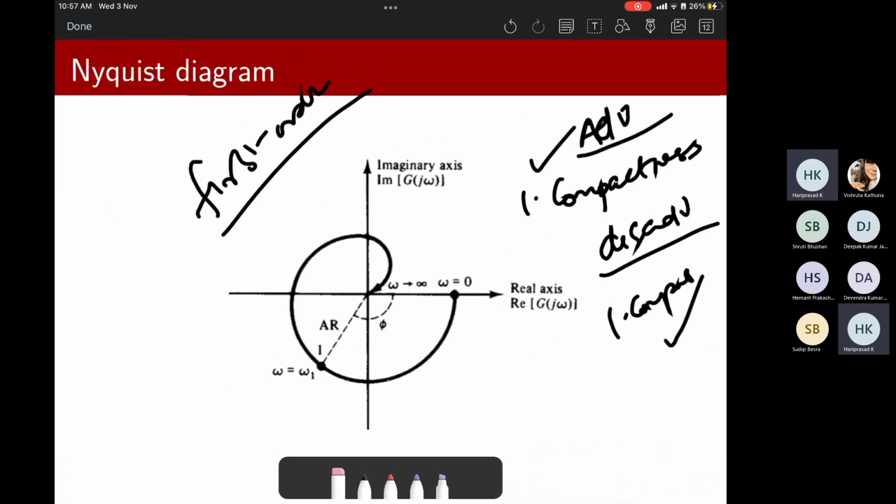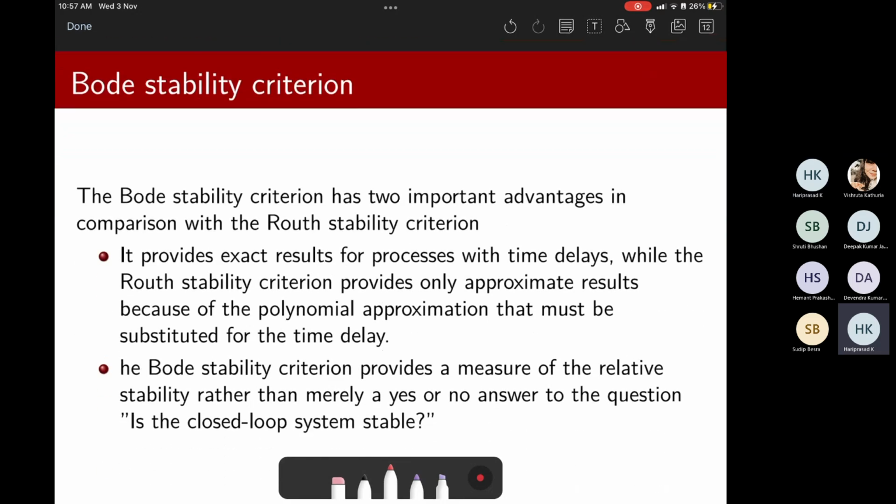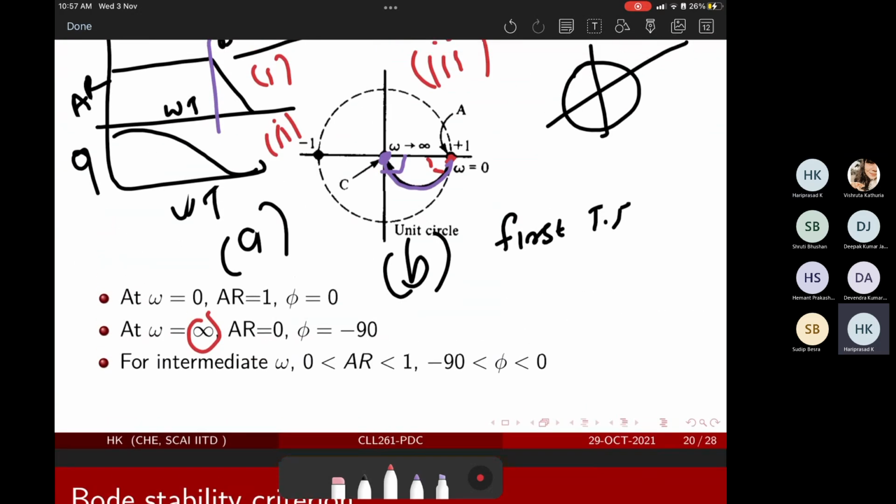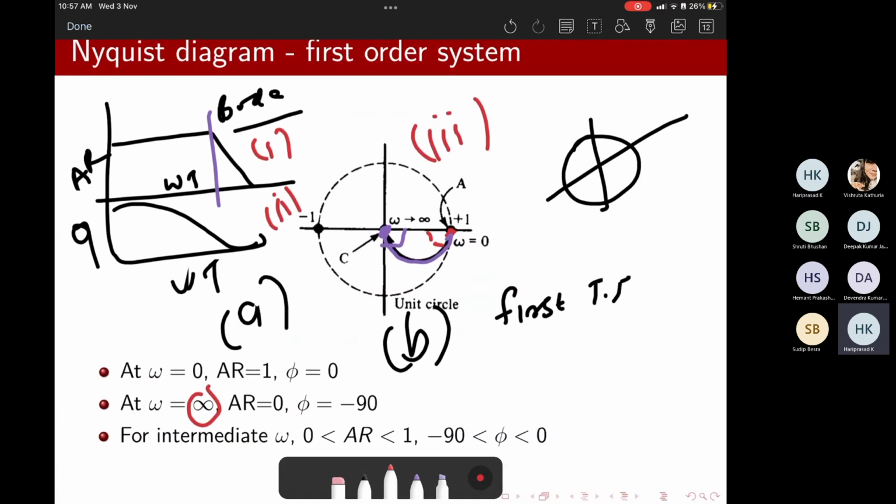So that's what I told. The advantages of Nyquist: the main advantage of the Nyquist plot is its compactness because it compresses two curves into one. And the main disadvantage is also its compactness. Are you with me? Are you okay? Any confusion at the moment?